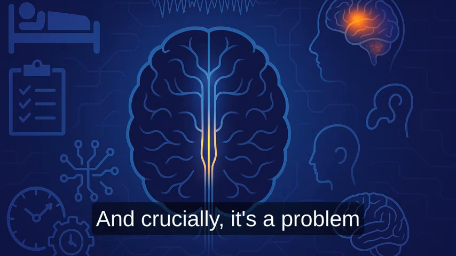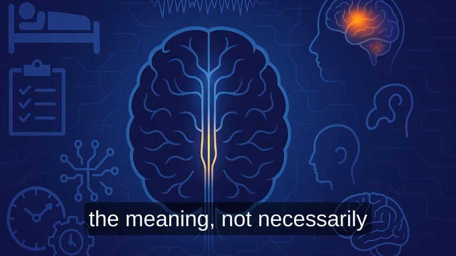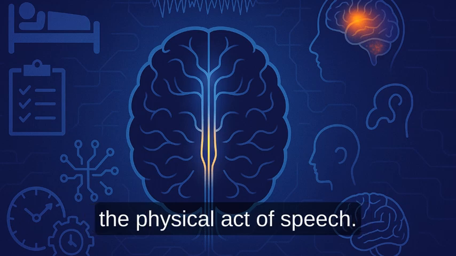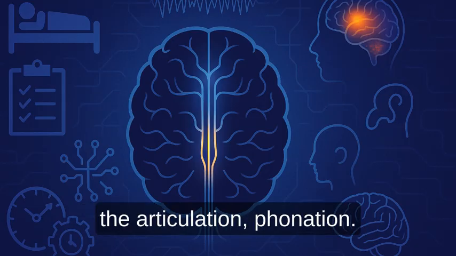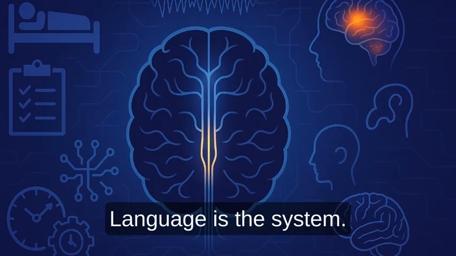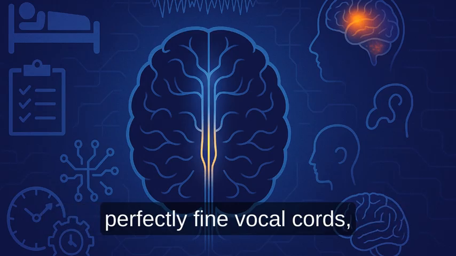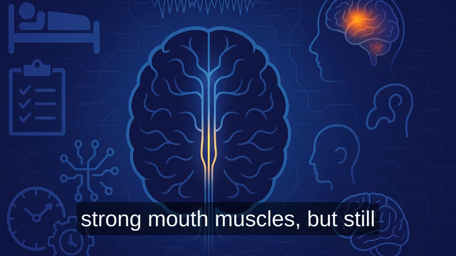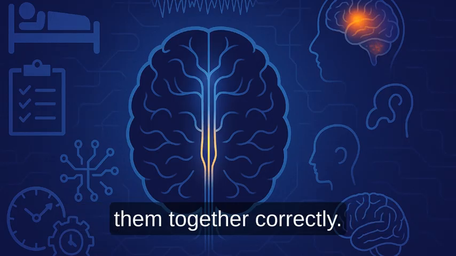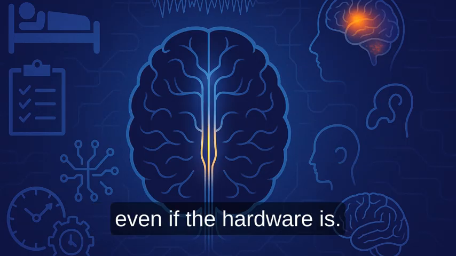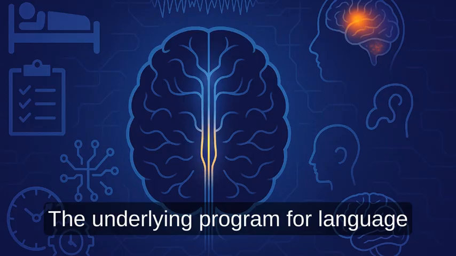And crucially, it's a problem with language itself. The symbols, the rules, the meaning, not necessarily the physical act of speech. Precisely. Speech involves the muscles, the articulation, phonation. Language is the system. So someone with aphasia might have perfectly fine vocal cords, strong mouth muscles, but still struggle to find the words or string them together correctly. Like the software's glitching, even if the hardware is okay. That's a great analogy. The underlying program for language is disrupted.